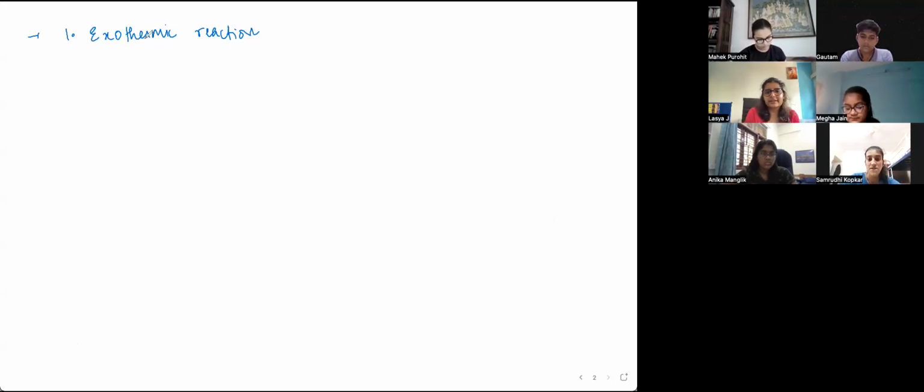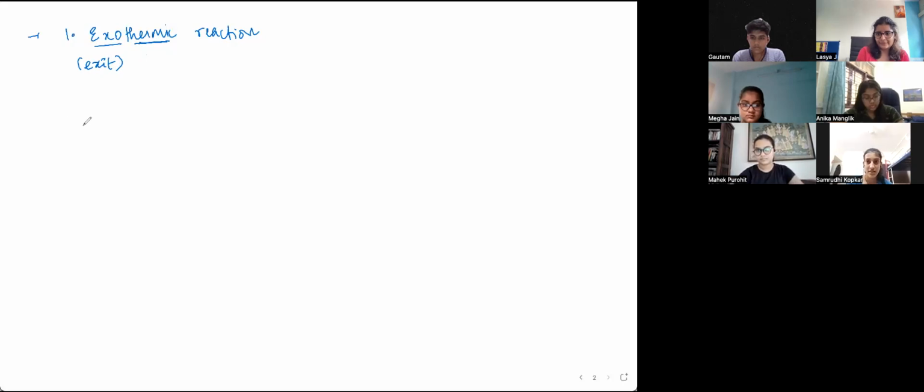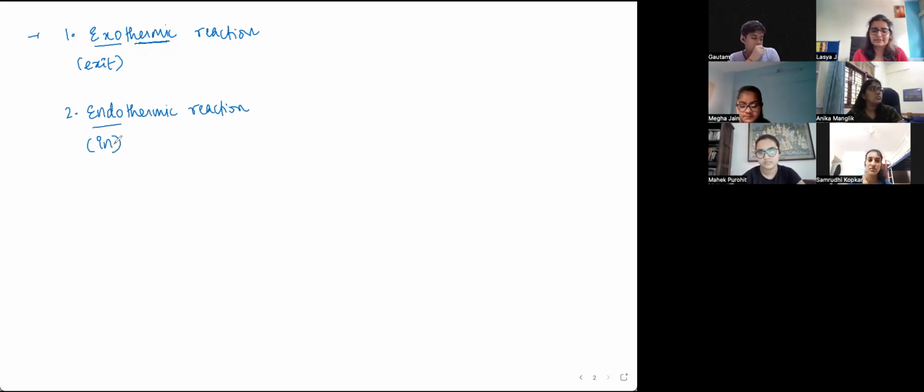Okay, so Thea, thermic means heat, energy, exo, think of exit. So heat is exiting the reaction. So reactions in which heat energy is evolved or liberated. Okay. Next, endothermic reaction, Megha. Endothermic reactions are where heat is absorbed. Endo sounds like in, going in, right? So heat energy is absorbed.